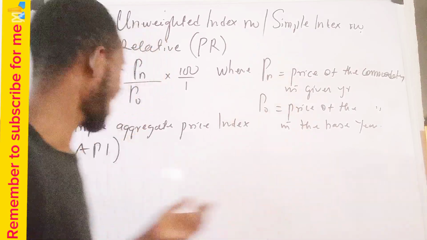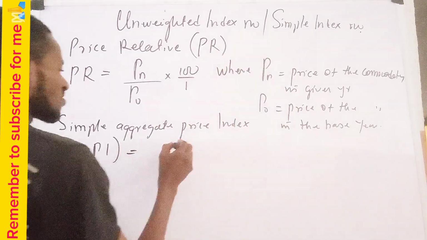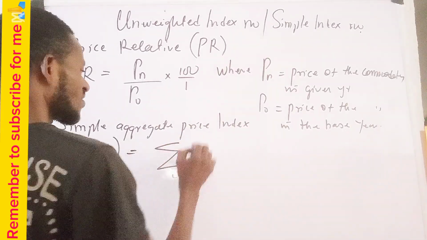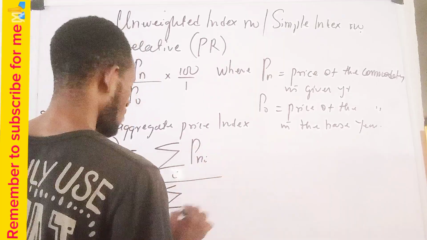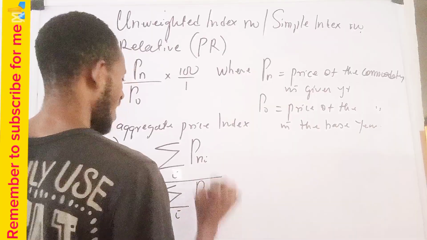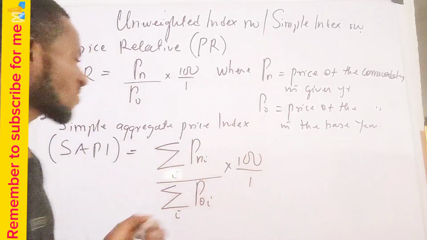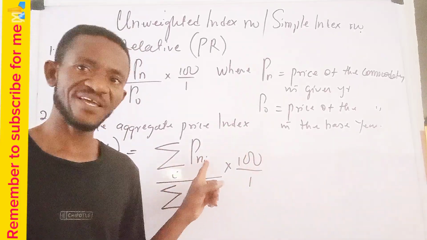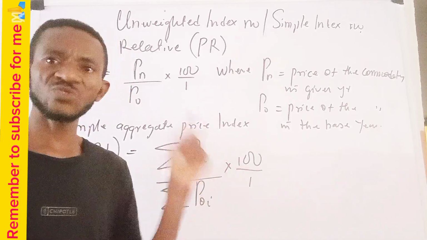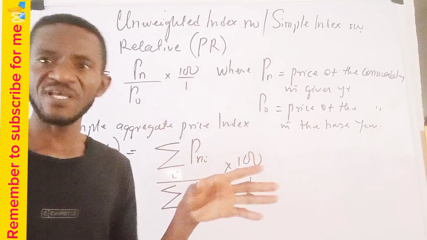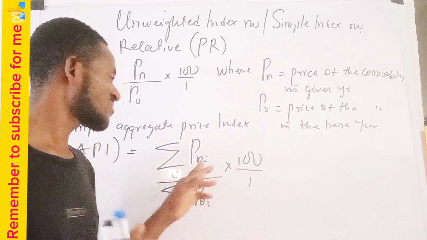In that case, the formula for the simple aggregate price index is given as the sum over i of P_ni, all over the sum over i of P_0i, multiplied by 100 over 1. We are not going to be confused with the n subscript i here. i might become 1, talking about the price of chewing gum. i might become 2, talking about the price of a particular sweet. i might become 3, talking about the price of a particular biscuit. So that's what we mean by this i here.